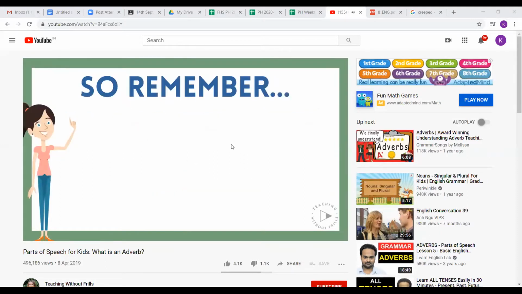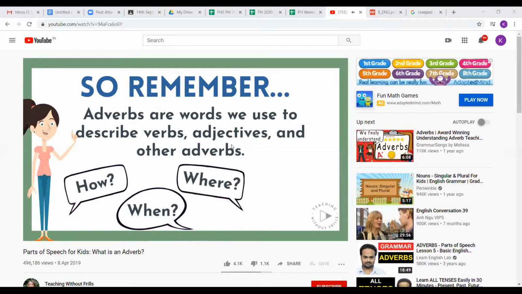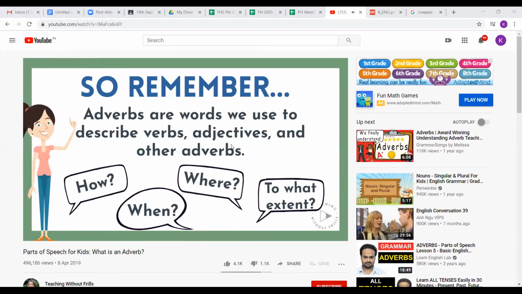So remember, adverbs are words we use to describe verbs, adjectives, and other adverbs. They help answer questions like how, when, where, and to what extent. You can use adverbs to make sentences more detailed and interesting.